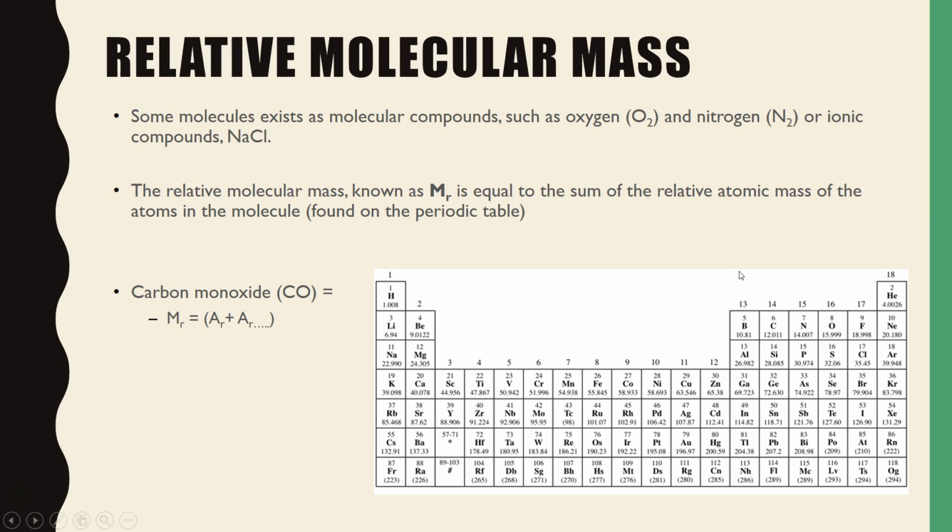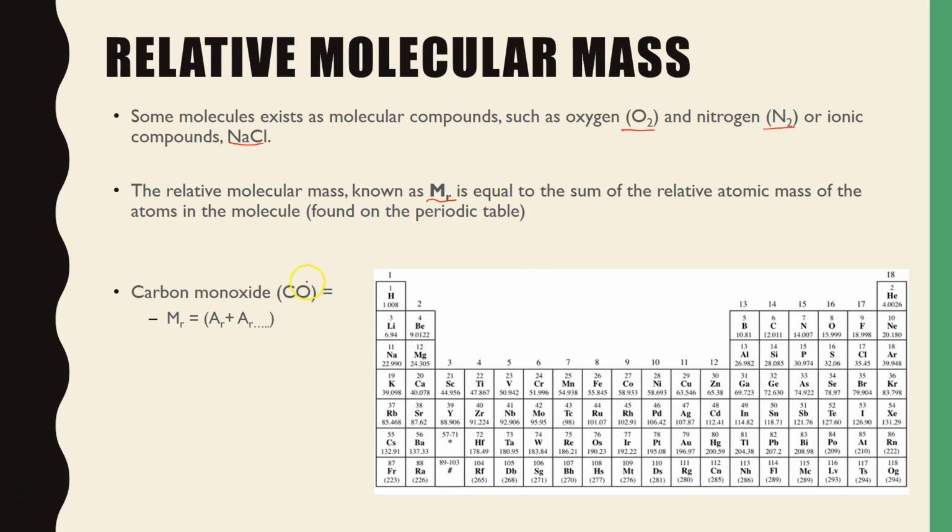So some substances exist as molecular compounds, and that can be oxygen, it could be nitrogen, or it could even be an ionic compound like sodium chloride, which we've seen before. The relative molecular mass, or Mr, is equal to the sum of the relative atomic masses of that particular element or compound. So we've got multiple atomic masses.